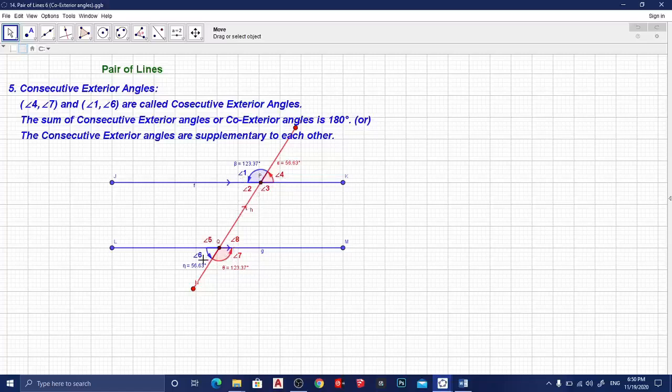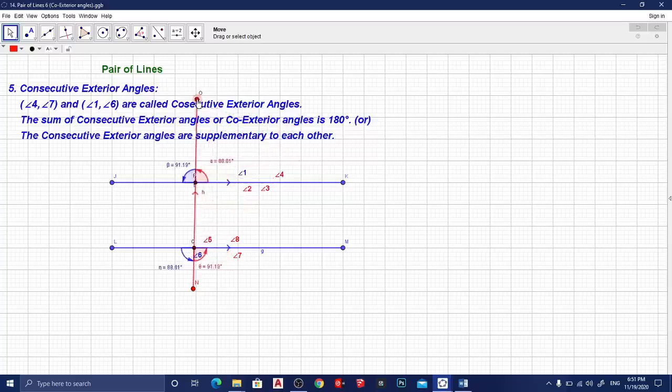Angle 1 and angle 6 are the co-exterior angles, and also angle 4 and angle 7 are co-exterior angles, which are existing on the same side. Co means consecutive, same side. So now here also the same property applies. The sum of the two consecutive or co-exterior angles is always 180 degrees. Therefore, angle 1 plus angle 6 is also 180 degrees. Angle 4 plus angle 7 is also equal to 180 degrees. Is it true or not?